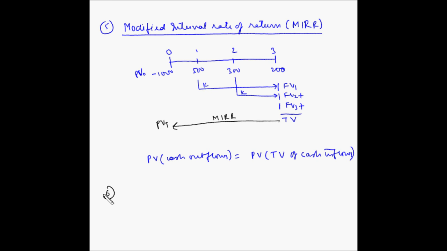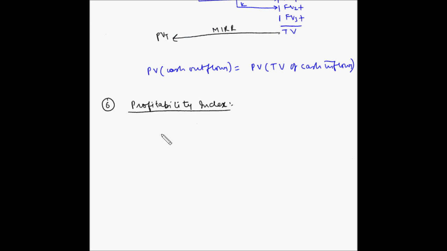The next method which we'll look at is profitability index. Profitability index is defined as the ratio of the present value of cash inflows to the initial investment outlay. So PI is equal to the ratio of present value of cash inflows to the initial investment outlay.